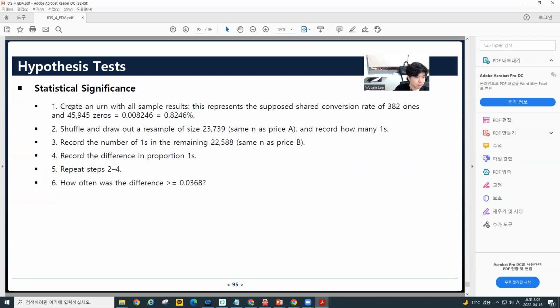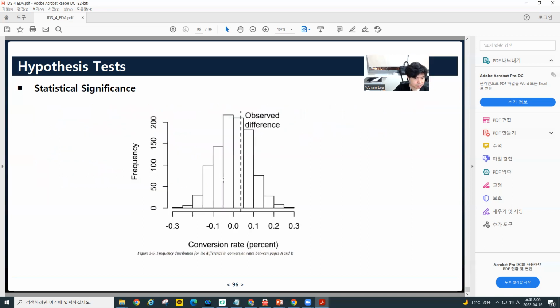So we create the sample, check the conversion rate of those two data, and then resample the size of page A and size of B, record the difference in proportion, and repeat this all the time. We want to check how often the difference is bigger than this data. In this one, we have found the conversion rate of it, and this is the difference.